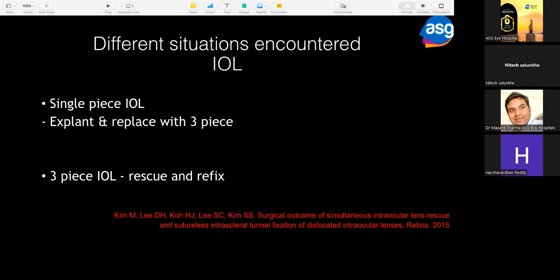Now coming to a dropped IOL, like I said, once you know that the IOL is dropped, always try to assess whether it is a three-piece or a single piece. Why is that? Because if it's a single piece IOL, you cannot sclerally fix it ideally, so you will have to explant it and then do an SFIL. But in case it's a three piece, you can actually use the same lens to do an SFIL. So that's important for you to plan your incision and everything.